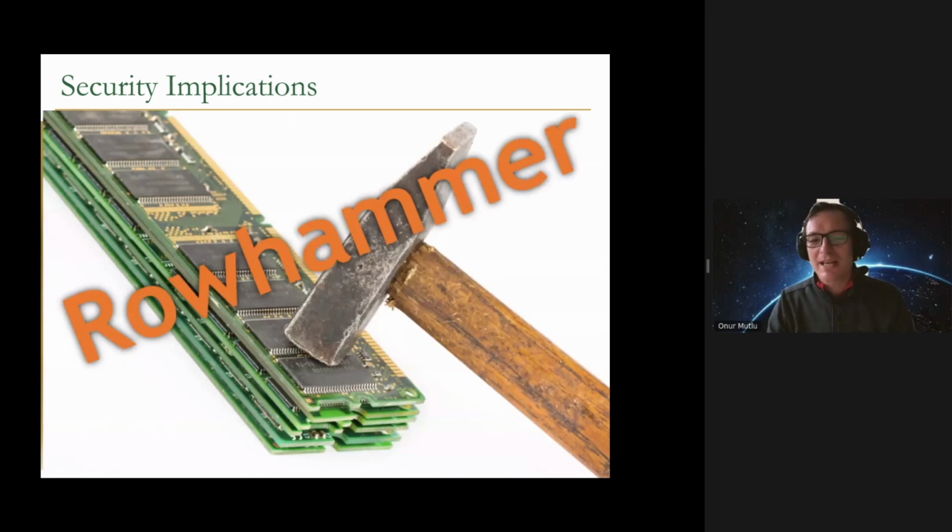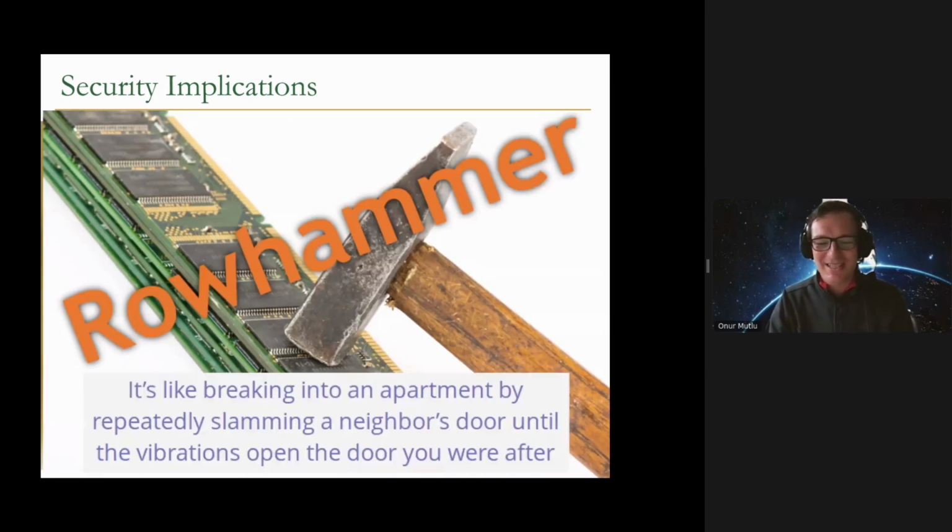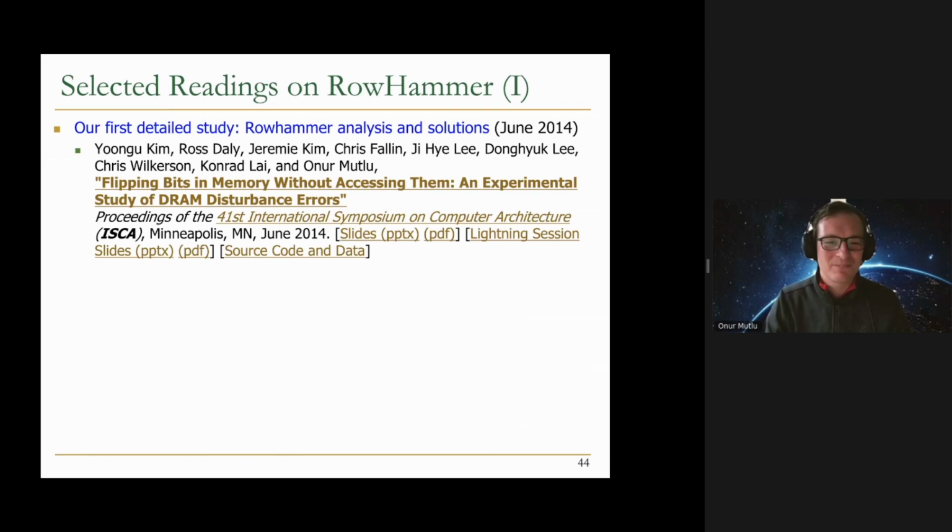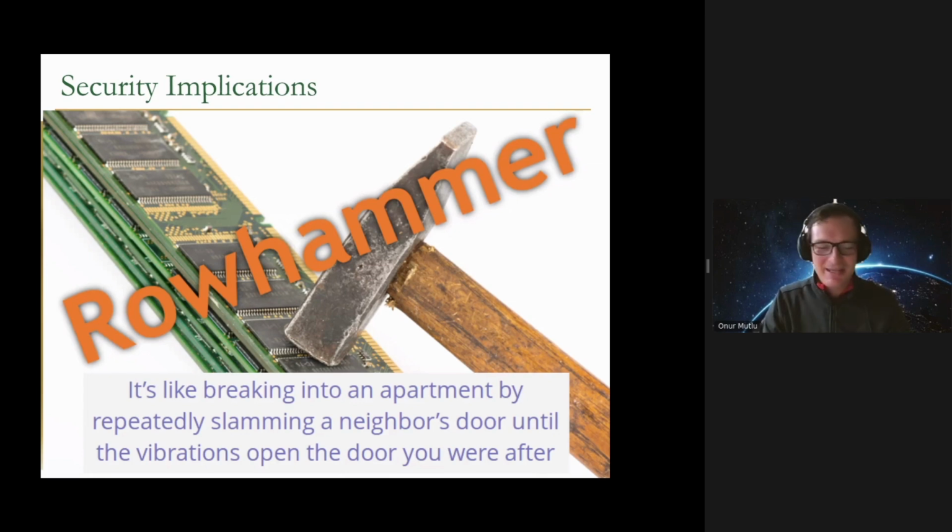So this is known as the Rowhammer vulnerability, and people are drawing nice pictures like this, as you can see. And there are interesting comments from hackers. This is a comment on Twitter from a famous hacker. It basically says that it's like breaking into an apartment by repeatedly slamming a neighbor's door until the vibrations open the door you were after. It's actually interesting. I like this analogy quite a bit. And interesting, just a side story. Initially, DRAM manufacturers were really not interested in talking about this problem, even after we published it and showed it many, many times. Later, they started calling this problem the noisy neighbor problem, which also is interesting, I think. Now, I'm not really married to Rowhammer, but I think noisy neighbor is quite interesting as well.